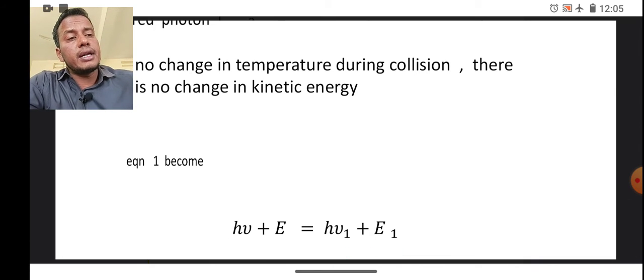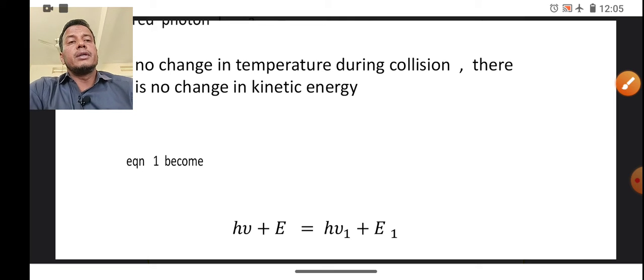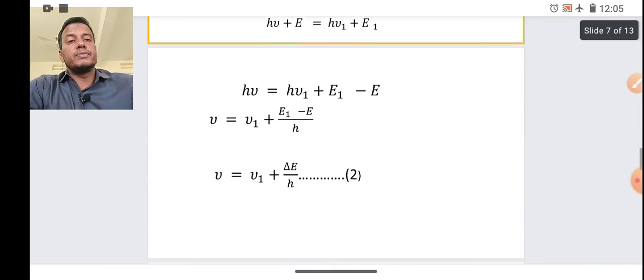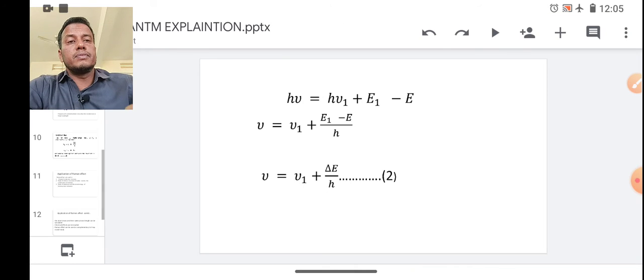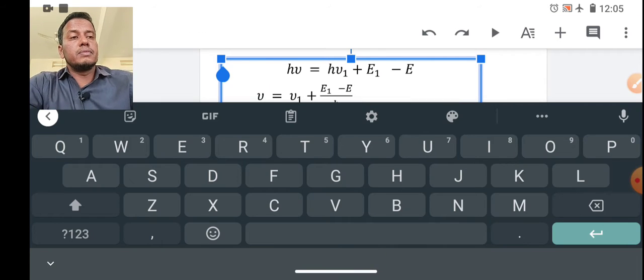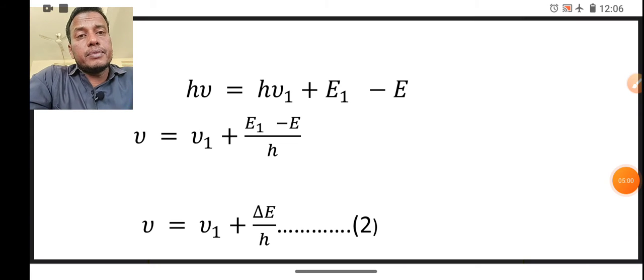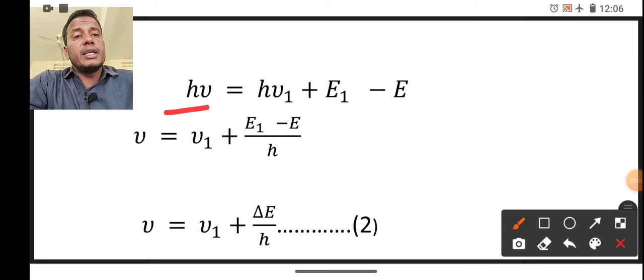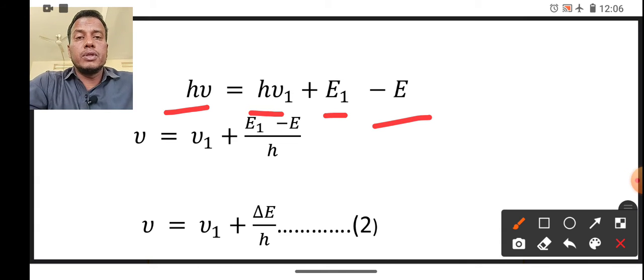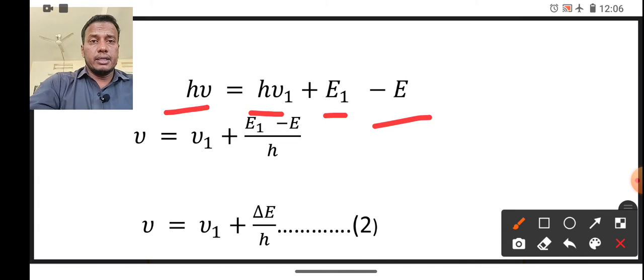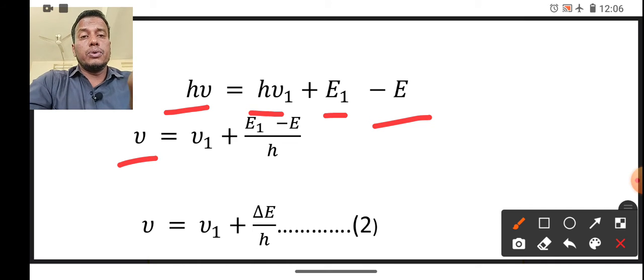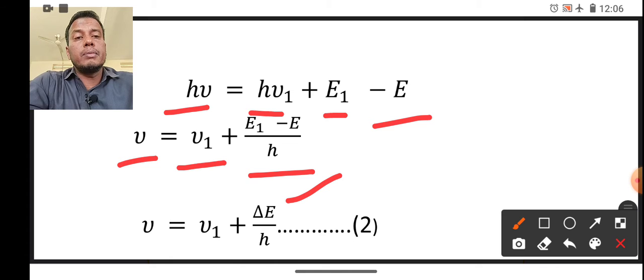Let me rearrange this equation. Here, h nu is equal to h nu 1 plus E 1 minus E. Dividing by h, nu equals nu 1 plus E 1 minus E divided by h, where E 1 minus E is nothing but delta E, divided by h.